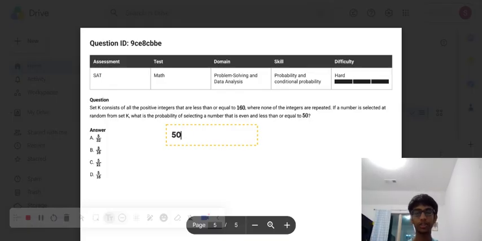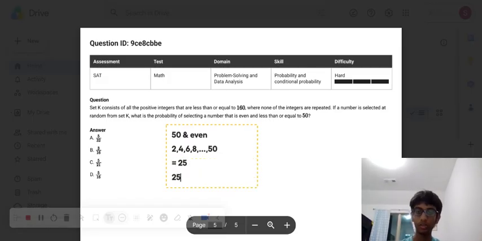And since they're positive integers, it's 1, 2, 3, 4, so on and so forth, all the way up to 50. And we need them to be even, okay? Well, how many of them are even? It's going to be half of them, right? So you have 2, 4, 6, 8, so on and so forth, all the way up to 50. So that would be equal to 25.